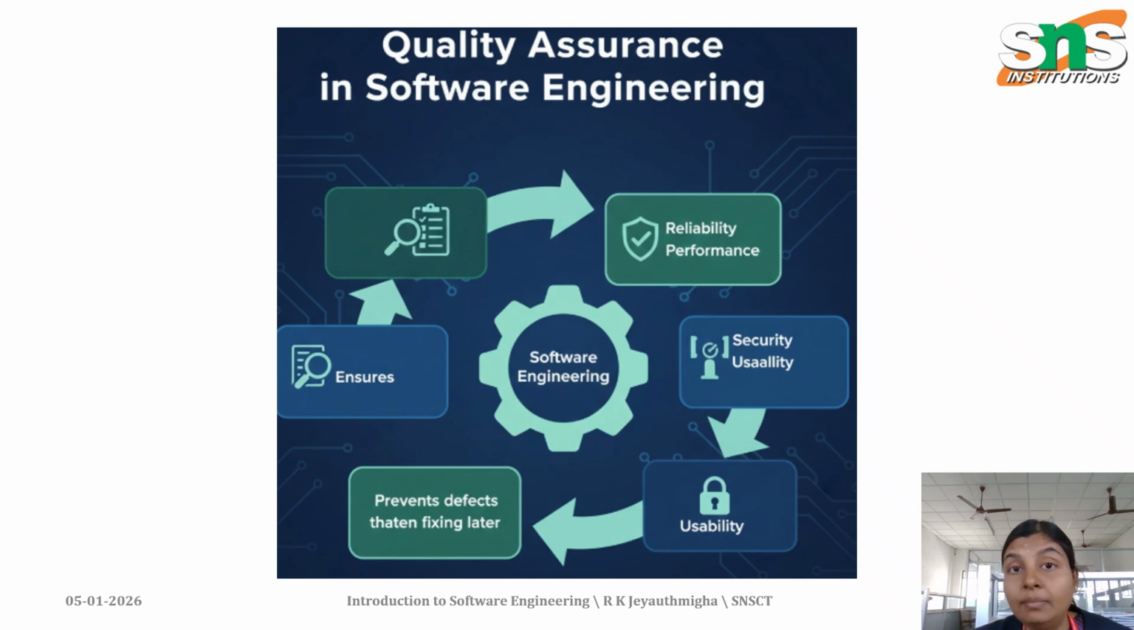Quality assurance in software engineering has to ensure reliability and performance, security, scalability, and usability. It has to prevent defects.